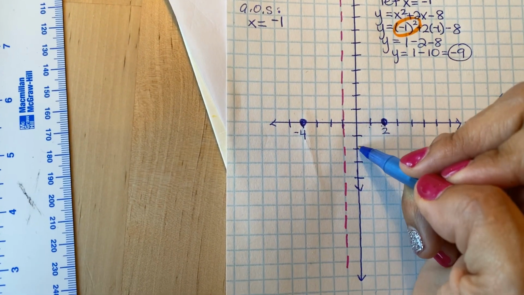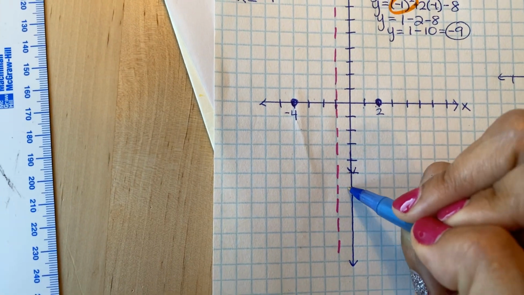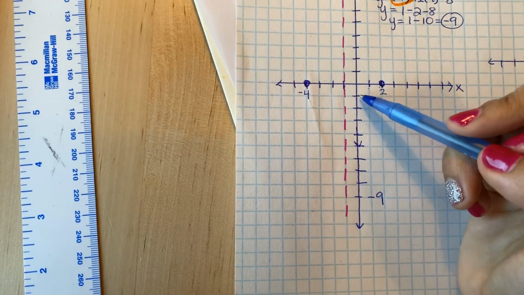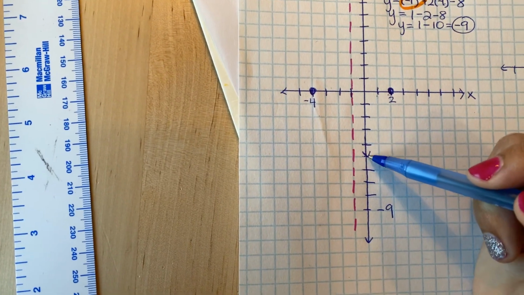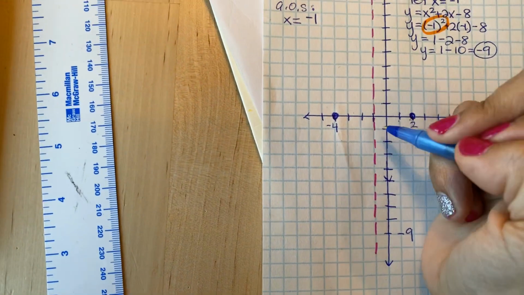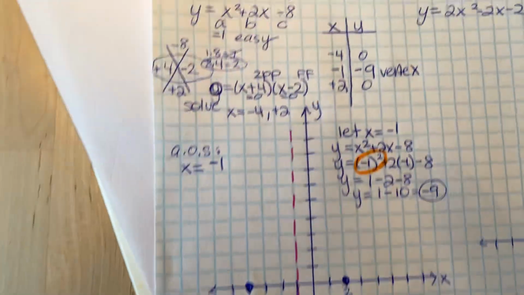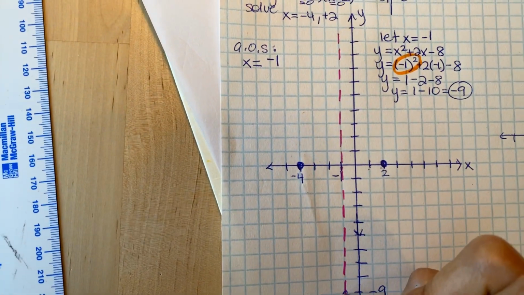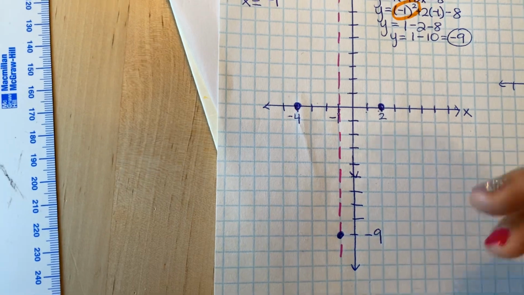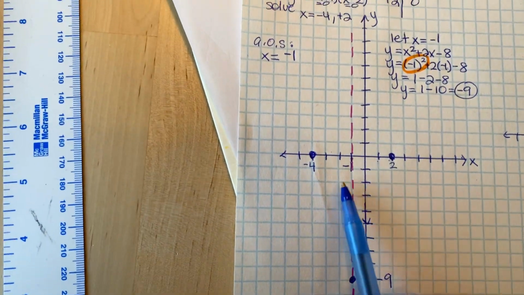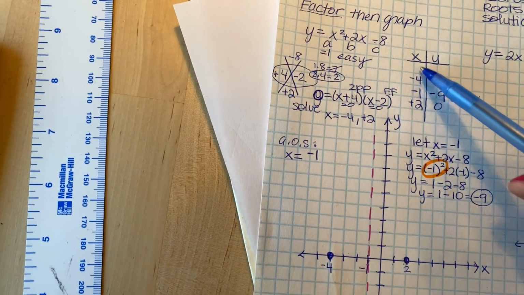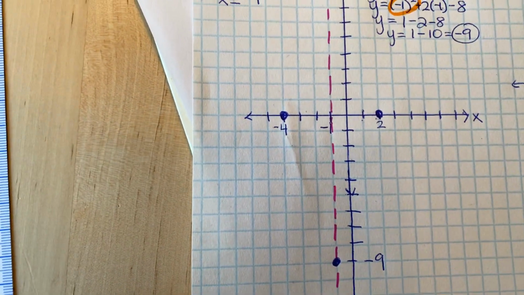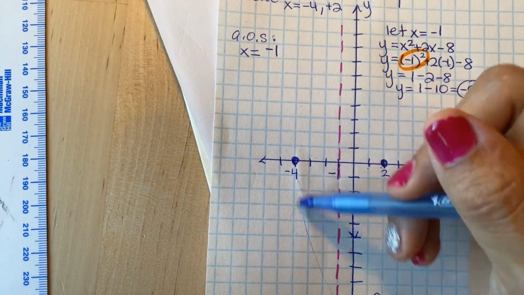Okay, -1, -2, -3, -4, -5, -6, -7, -8, -9. Let's count that again. 1, 2, 3, 4, 5, 6, 7, 8, 9. So -1, right? Our vertex is -1, -9. And there's my vertex. Now, you can find two other points. I should have put these a little further away, but honestly, you essentially have your parabola.